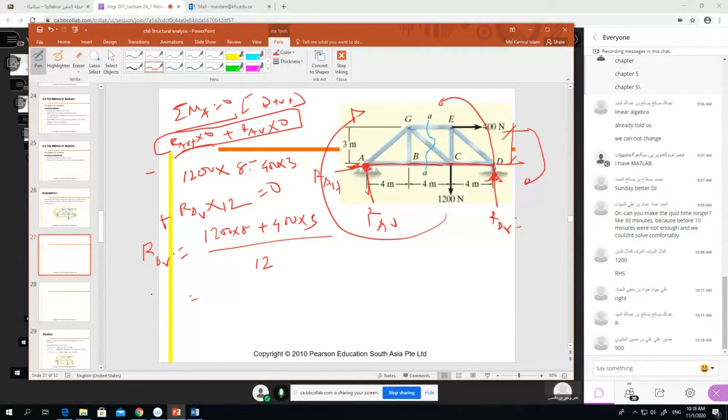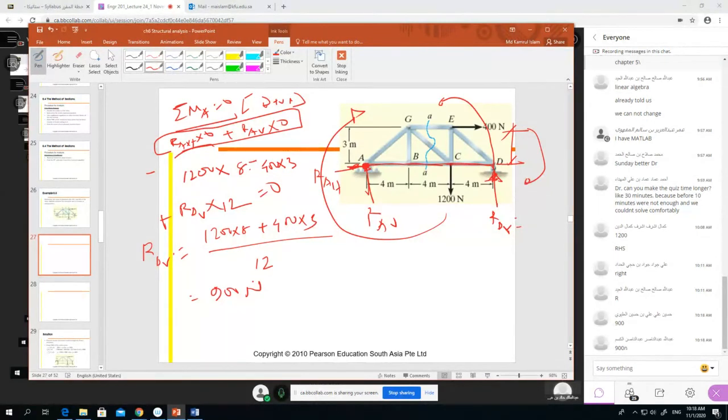900 Newton, right? Any other answer? I want to double check. 900 Newton, correct?